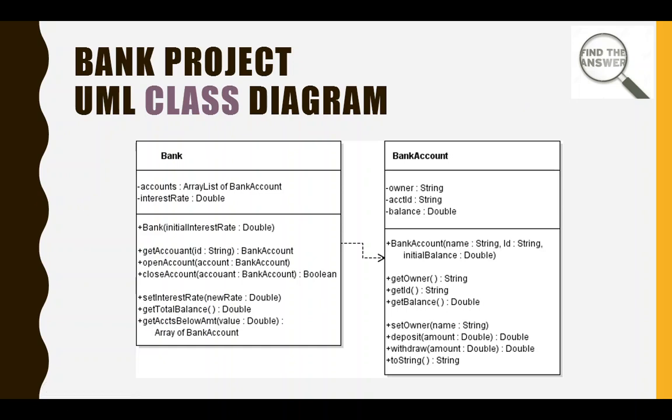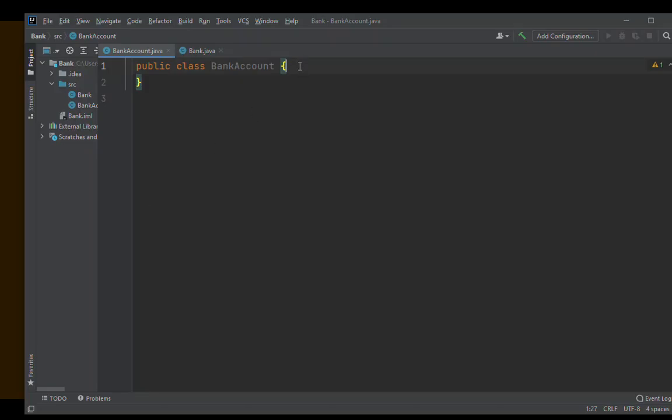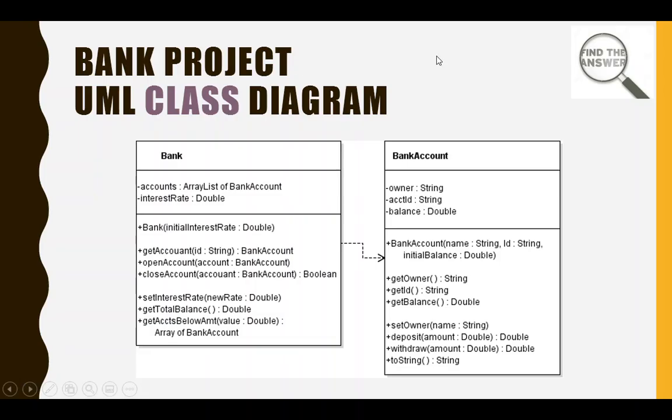So let's now start on that and see if we can fill in some of the goodies that we have here, right? So we can keep that to the side if we need it. All right, so bank account, what do we need first? So let's review the data that we have there. We have the owner, that's a string, the account ID, that's a string, and the balance, that's a double. So let's go ahead and declare our instance variables.